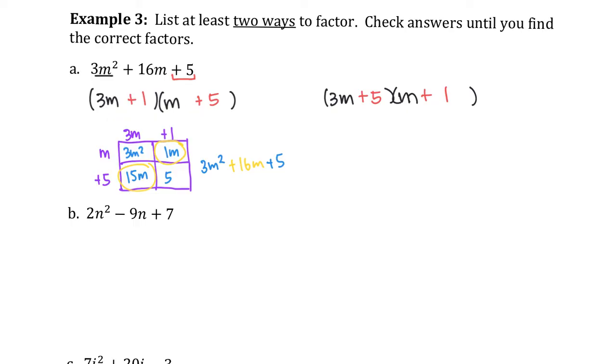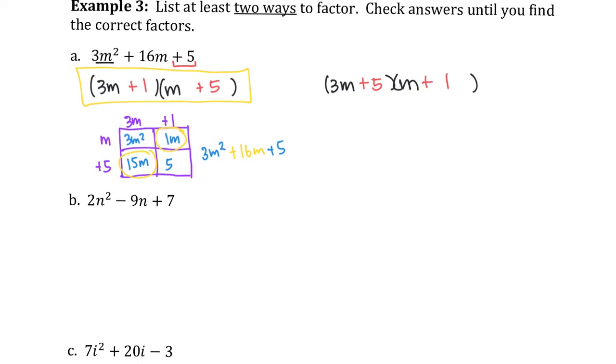So I did ask you to write both guesses, but since this first one is correct, you don't need to check this second one. If it was not correct, I would check the second one and see if that worked. Okay, let's try the next one. It does say list at least 2 ways to factor, but then I'm just going to check until I get it correct.